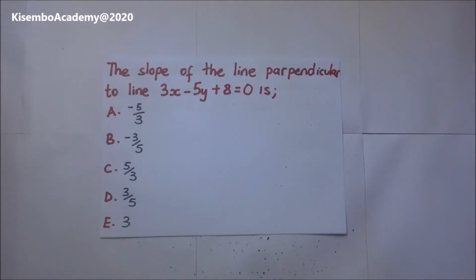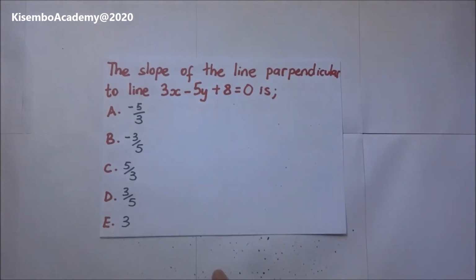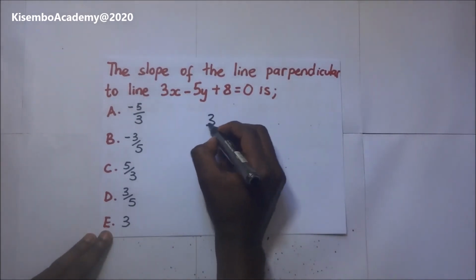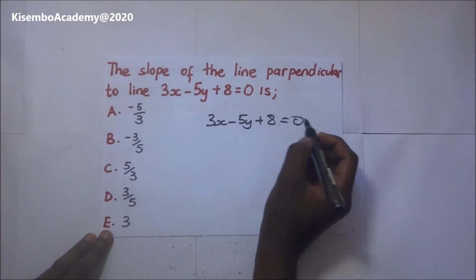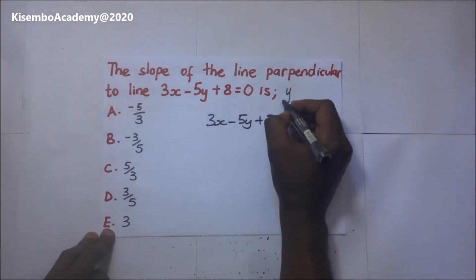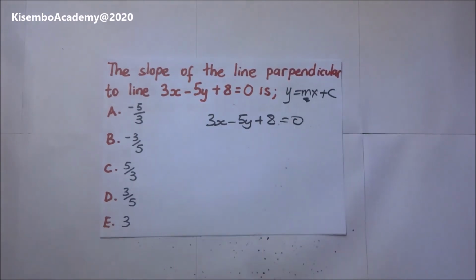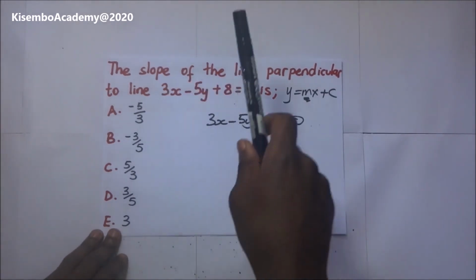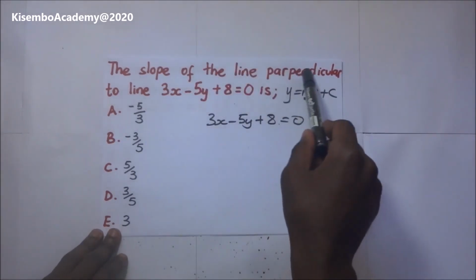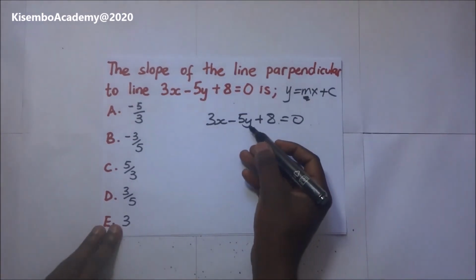Here they're telling us the slope of the line perpendicular to this line, which is 3x minus 5y plus 8 is equal to 0. We need to arrange this in the form of y is equal to mx plus c, so that we're able to find the value of m, which is the slope of this line. After finding the slope of this line, then we shall be able to find the slope of the perpendicular line to this one. So we make y the subject of the formula here.